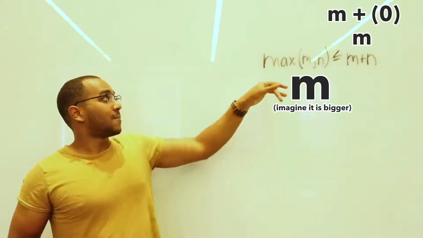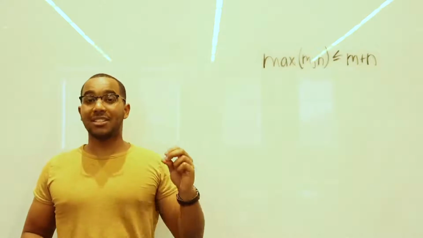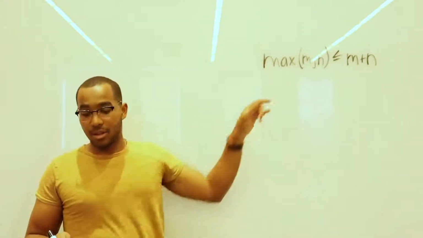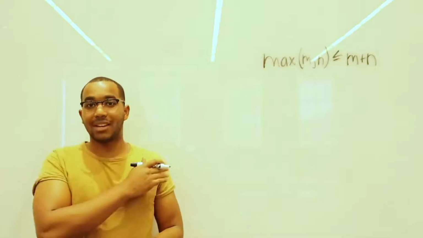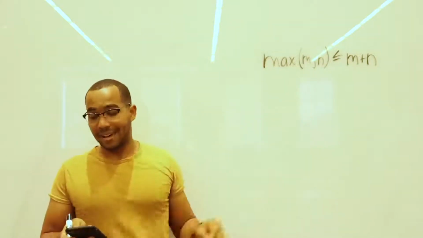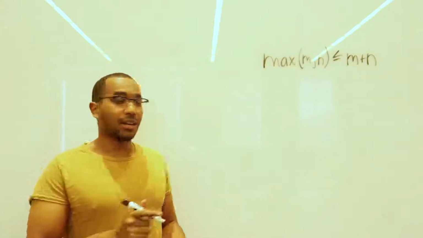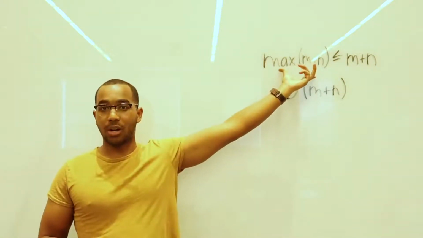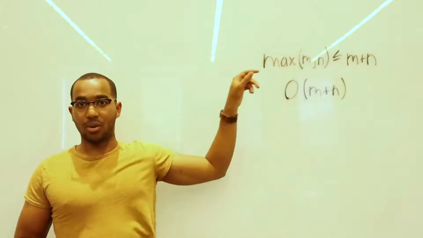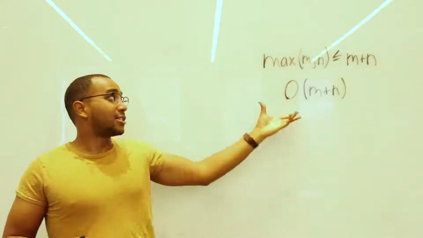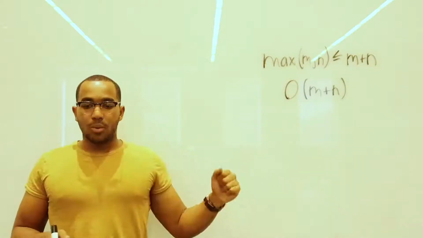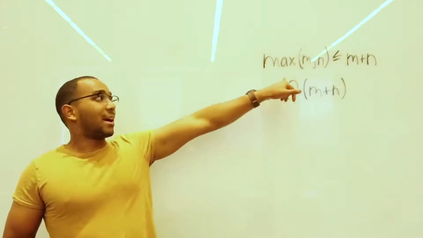What this means is that m plus n serves as an effective f of n function to bound this guy. So what happens is we can say max of m comma n is bounded by m plus n. So this exact amount of work, which is either m or it's n, whichever is bigger, is upper bounded by this multilinear function, big O m plus n. We see that this provides an upper bound for that.